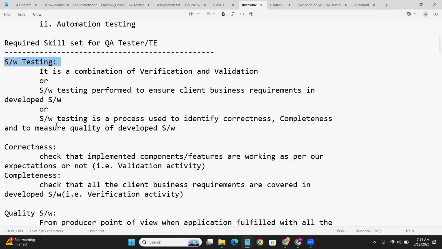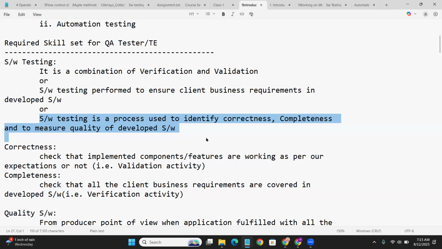In other words, we can say software testing is a process used to identify correctness, completeness, and to measure the quality of developed software. What is the meaning of correctness? Of any software, the features that are implemented, are they working as per our expectations or not? This kind of activity is what we call validation activity.